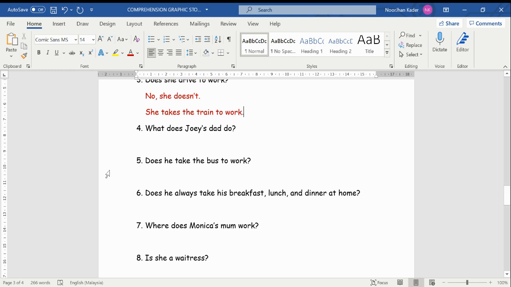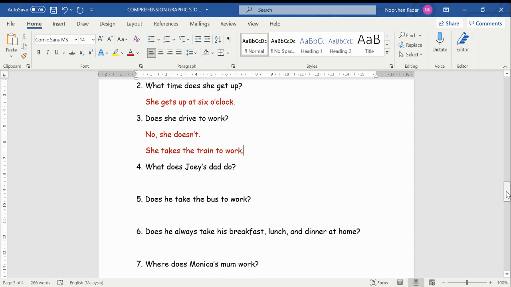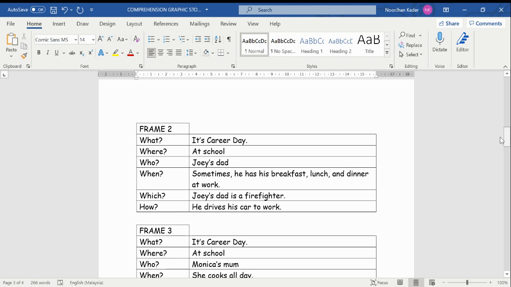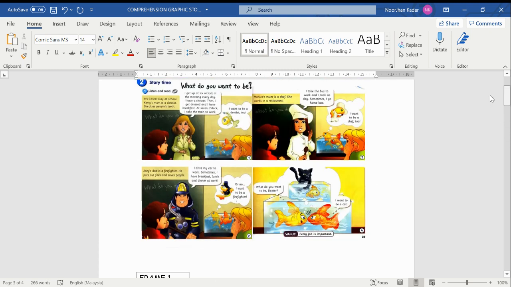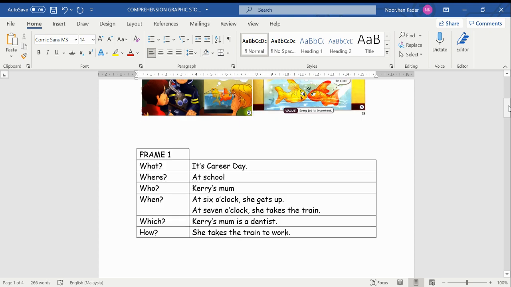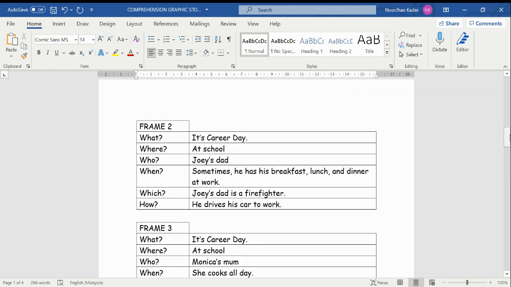What does Joey's dad do? Number 5, does he take the bus to work? Number 6, does he always take his breakfast, lunch, and dinner at home? So there are 3 questions here, number 4, number 5, and number 6 for frame 2, which actually involves Joey's dad in frame 2. Okay, let's look at frame 2. This is frame 2 and this is the table for frame 2.